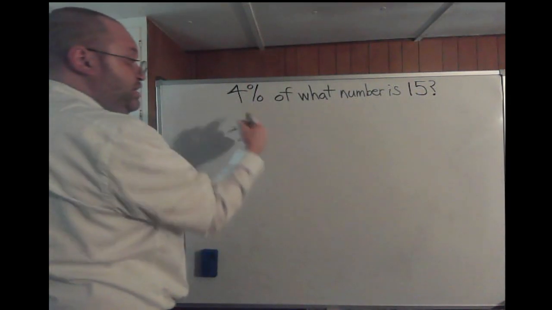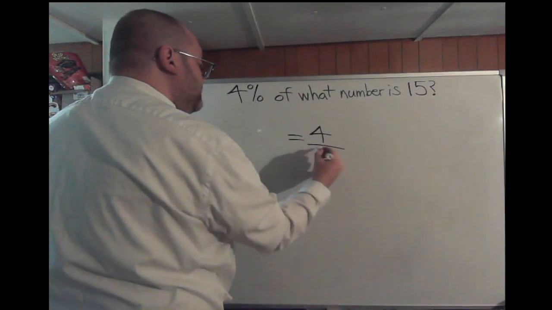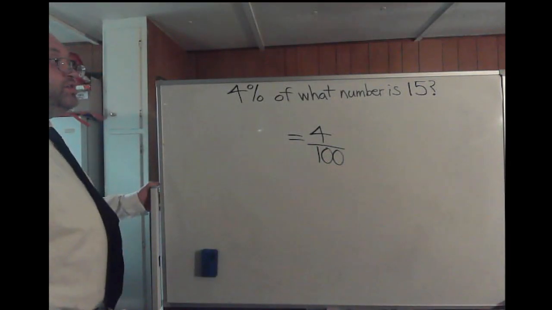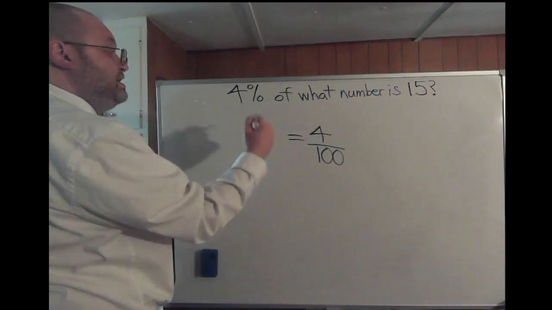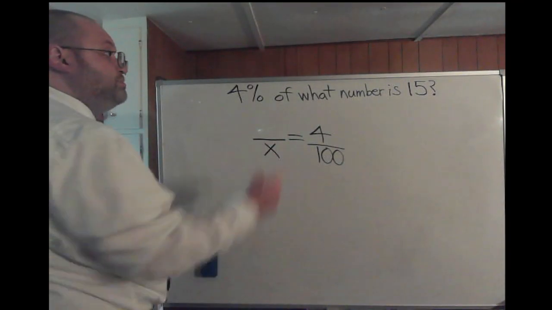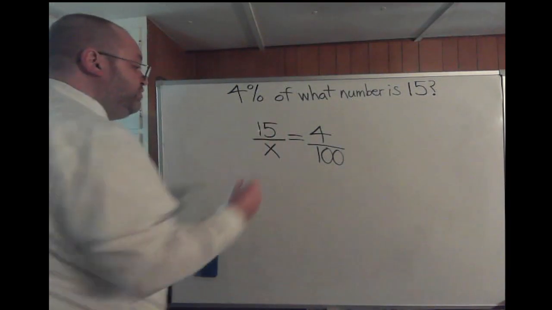Well, right away we know the percent. 4%, that's 4 out of 100. We could set that up for our ratio on the right hand side. It's 4 out of 100. So we know the percent. Now, of what number is 15? We don't know what number it's out of. But we know 4% of that number is 15. So 15 would be your numerator.